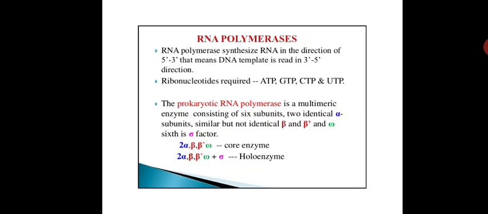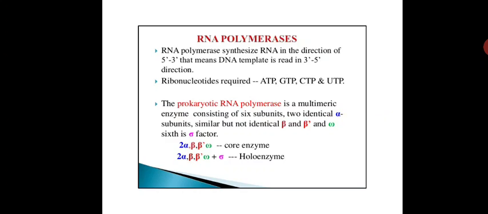The prokaryotic RNA polymerase is a multimeric enzyme, that is, it is made up of many monomers. Six subunits are required to form a fully active RNA polymerase. Which are they? They are 2 identical alpha subunits, 2 non-identical beta and beta prime, an omega subunit, and the 6th one, which is a very important factor, the sigma factor.